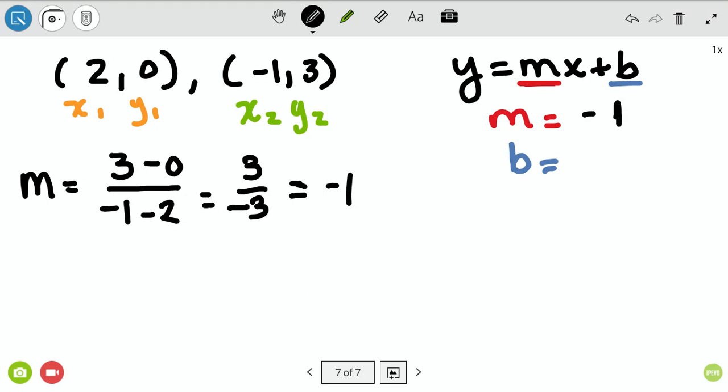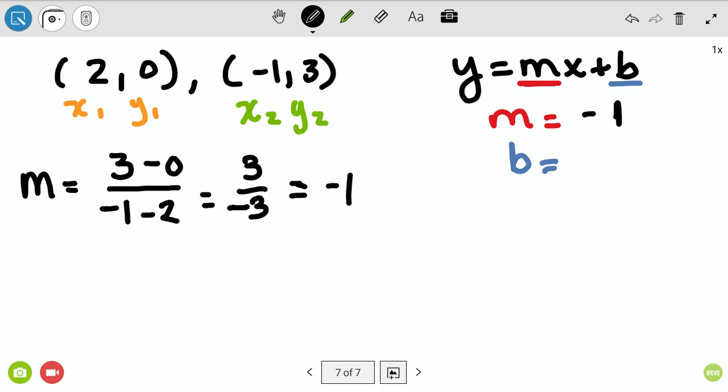Okay, that's my first piece of the puzzle that I have found. Now I need my b. I'm going to show you on this one because I think we'll have plenty of time. I'm going to work it once with the orange point, and then I'm going to work it again with the green point, and I'm going to show you that either way, you're going to get the same answer for b. All right, so let's work it with the orange point first.